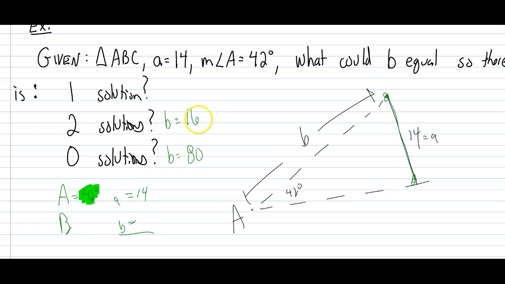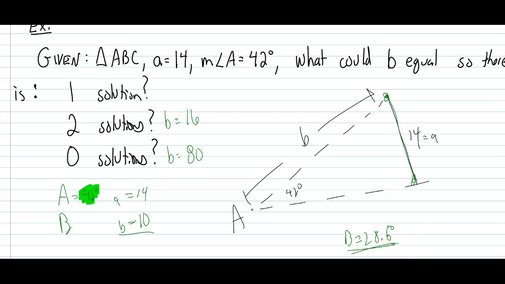I'm going to try a number less than 16. Maybe I should go bigger. I'm just going to try smaller and say, well, what if b equals, how about 10? So we would set up our proportion. Sine of 42 degrees divided by 14 equals the sine of b over 10. Cross multiply, so we're taking 10 times the sine of 42, dividing that by 14, and we get that the sine of b is about 0.48. Take the sine inverse of that, and we get that angle B is 28.6 degrees approximately.